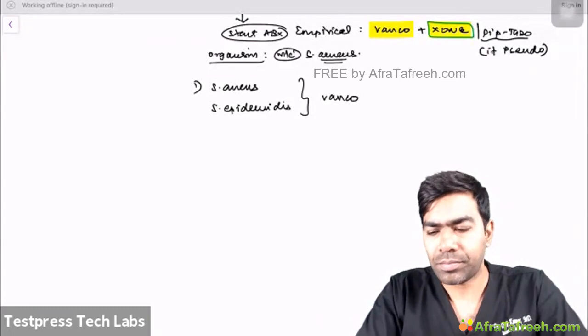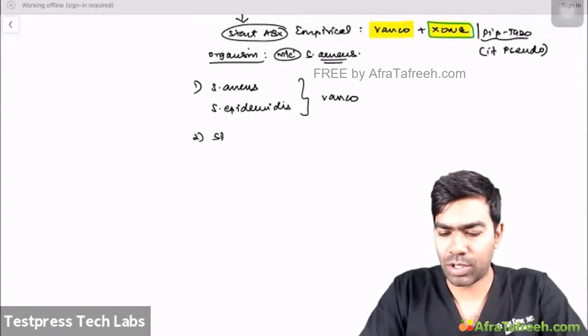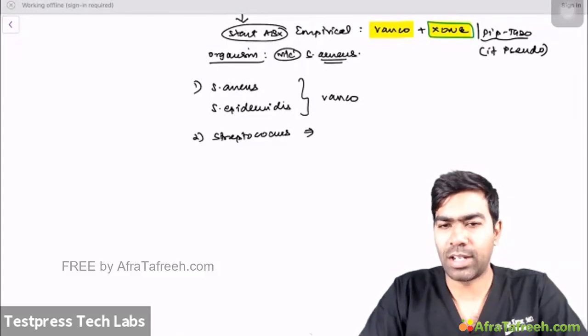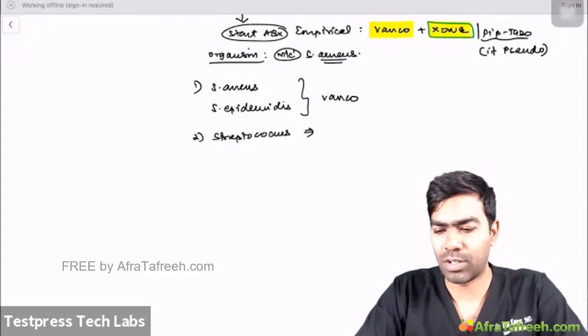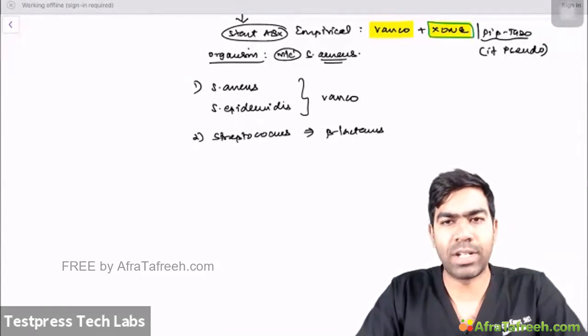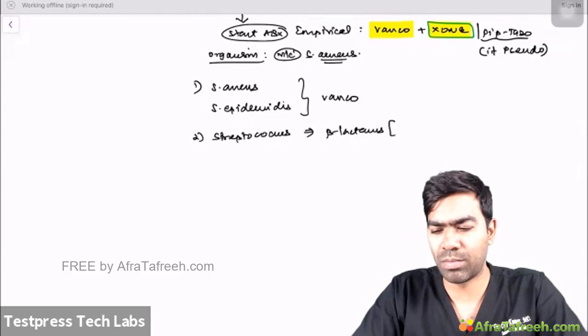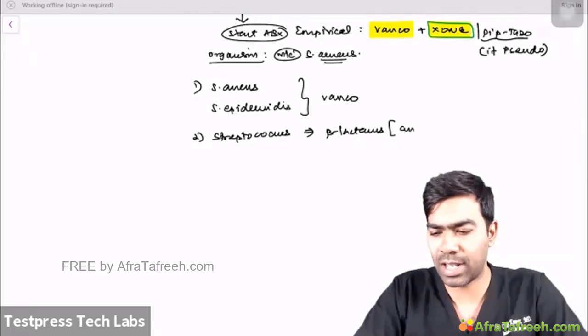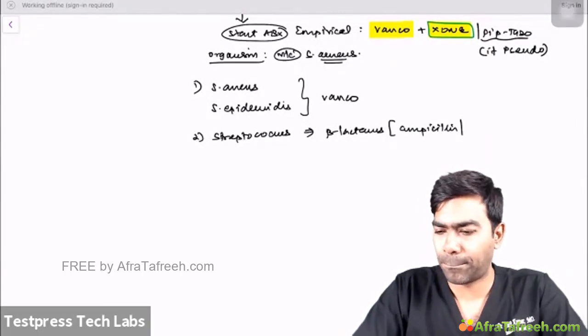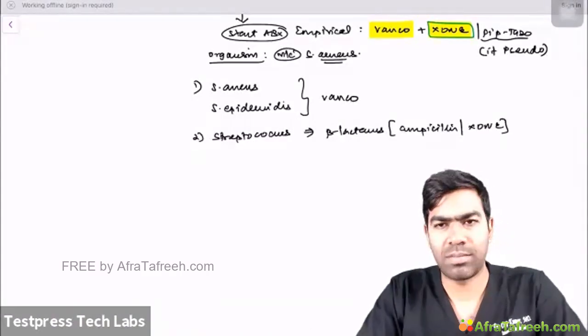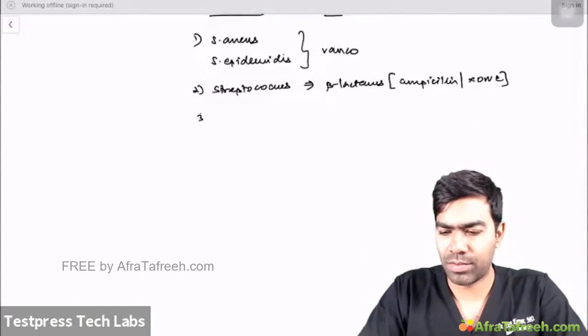All right. Then if it's a Streptococcus, clearly if the culture reports show Streptococcus, then in this setting, most of the time, your routine beta-lactams will be enough. Even a simple penicillin G will be enough for Streptococcus, but more often, we'll be treating with either ampicillin-sulbactam, or ceftriaxone, which must also be enough in this scenario. But ampicillin, I think, will be more than enough for Streptococcus.